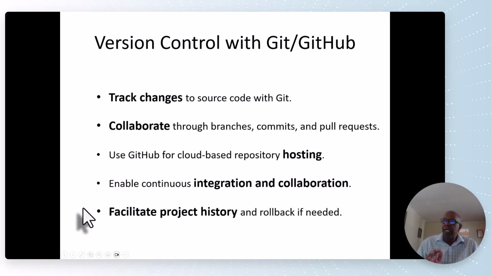GitHub: it tracks changes on source code with Git, collaborates with branches, commits, pull requests, uses Git for cloud-based repository hosting, and enables continuous integration and collaboration. So this is basically a place that you can put your code or the key components that you want to keep track of so that everyone can be involved in making sure that they see the current version. That is basically one of the main functions of Git and GitHub.